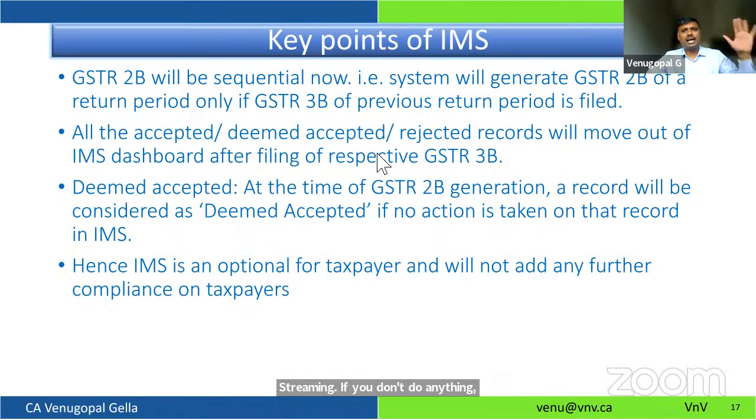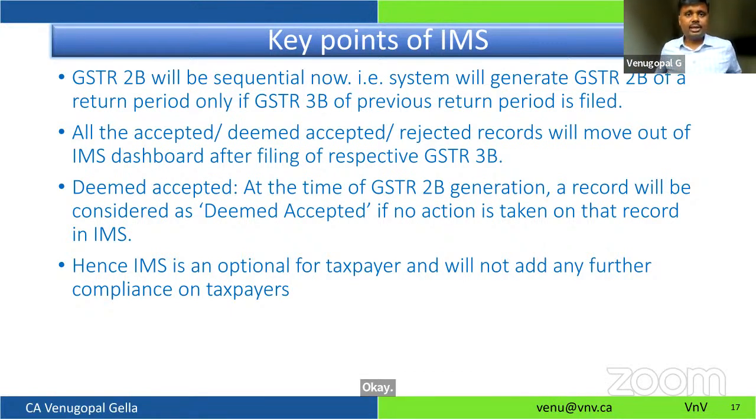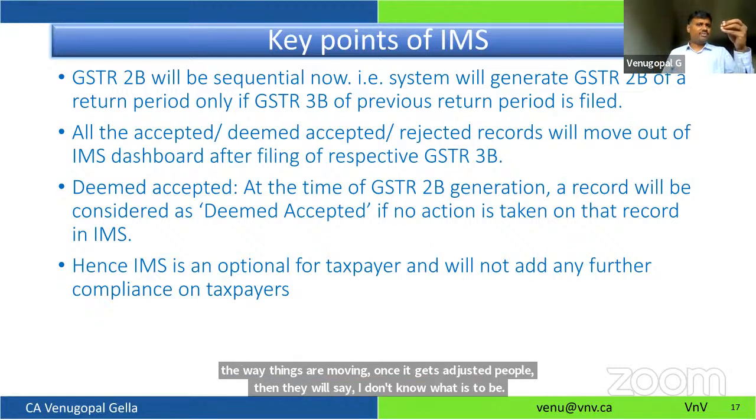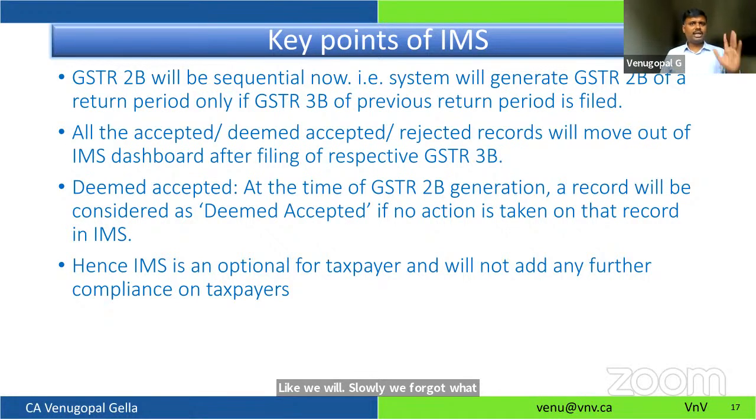Currently, IMS is optional for taxpayers. I don't know whether it will continue to be optional, but the way things are moving, once it gets adjusted, people will slowly forget 2B also, like we slowly forgot 2A and no one is looking. It will all be IMS driven.